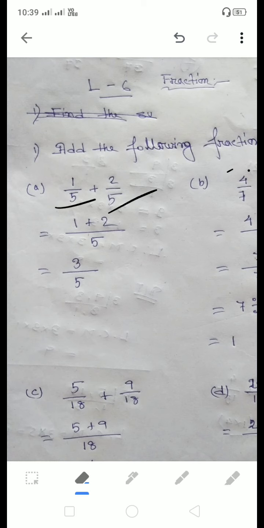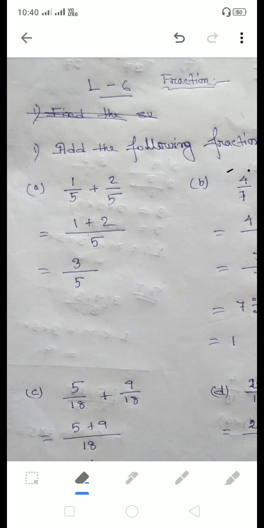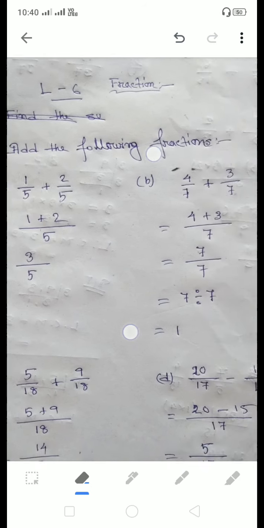So if the denominators are the same, then you write it like this: you draw one line, and below the line you write this 5. Above this 5 is 1, so you write 1 here, and above the other 5 the numerator is 2, so 2 is written. Now 1 plus 2 is 3, so this is your fraction. 3 by 5, you will read it like that. After addition, you get this answer.